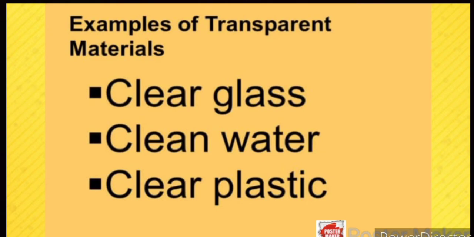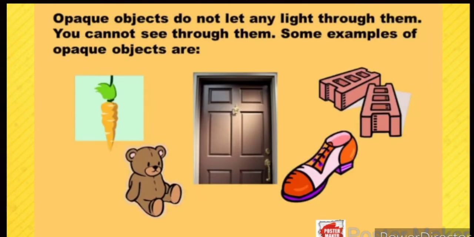Next we have the opaque objects. Opaque objects do not let any light pass through them. You cannot see through them. For example, the door shown here, a shoe. So these are the examples of opaque objects which do not allow light to pass through them.